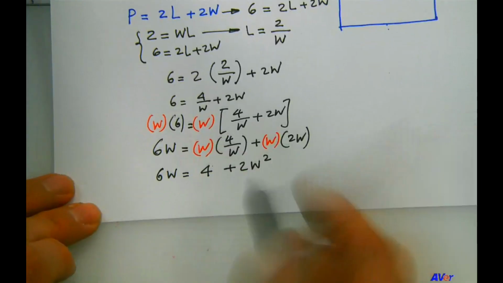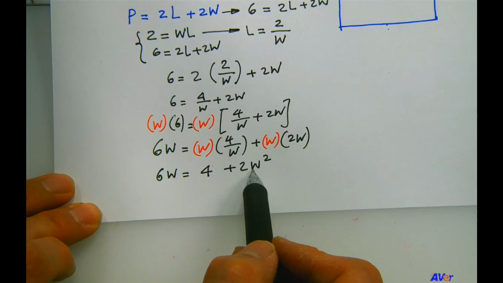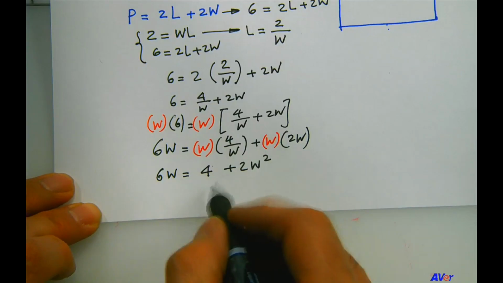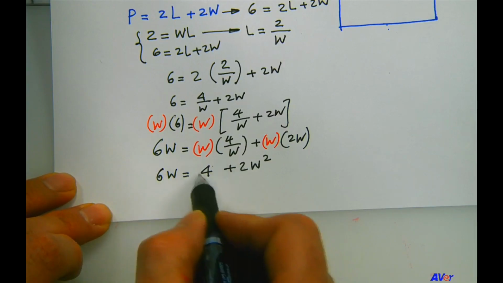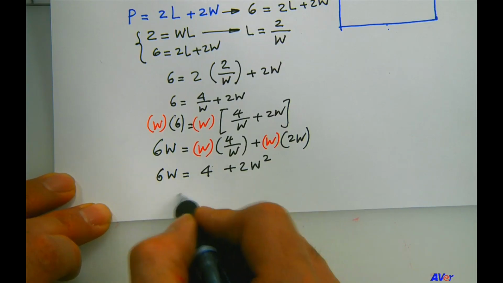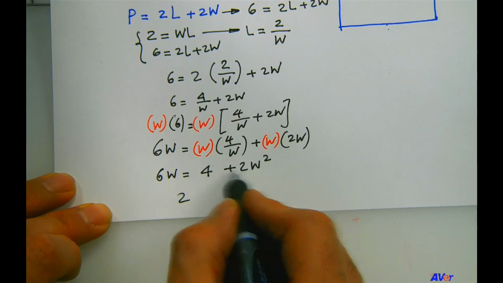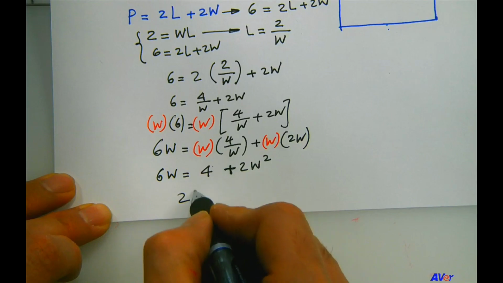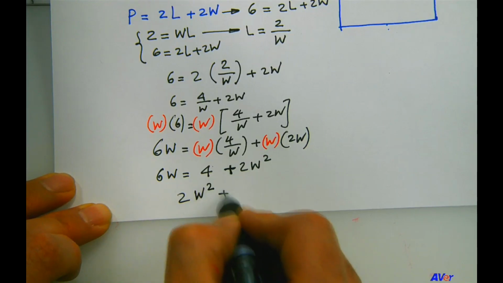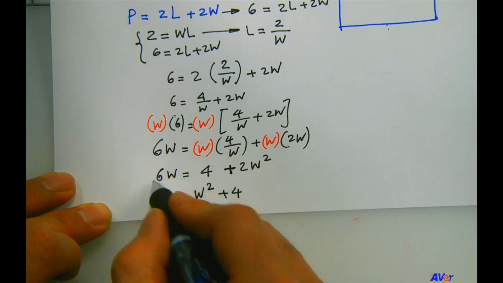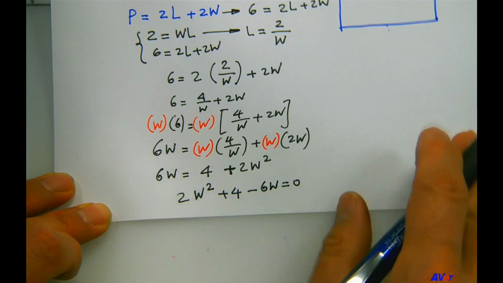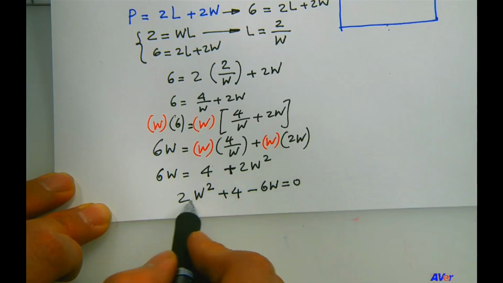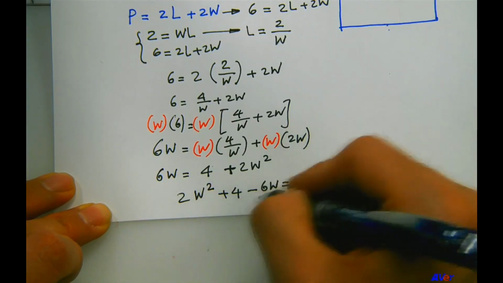All right, this is a quadratic equation, right? So let's move everything to one side and set it equal to 0. I'm going to move the 6W to the same side as these two guys. So those two are not going to move. They're going to stay the same. They're going to have the same sign. So 2W squared plus 4, I'm moving this. It was positive, so it becomes minus 6W equals 0. Okay. Let's factor out 2 because 2 is a common factor here.